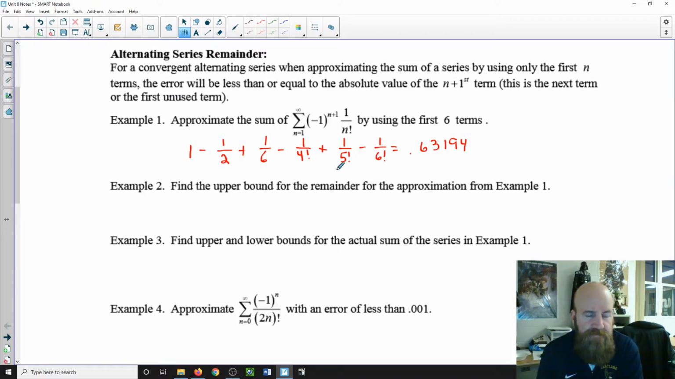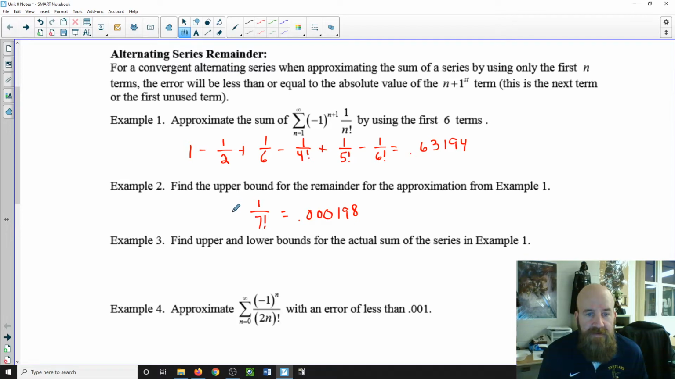That's something we've done. In example 2, it says find the upper bound for the remainder for the approximation in example 1. So we went to the first 6 terms. So what we're going to do is go to the next term. If we were to go to the 7th term, we plug 7 in, and we would end up with a positive 1 over 7 factorial. Okay, and we can calculate that in the calculator, and that would be 0.000198.